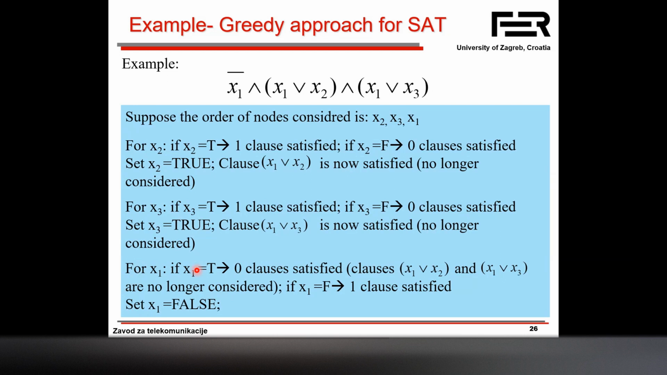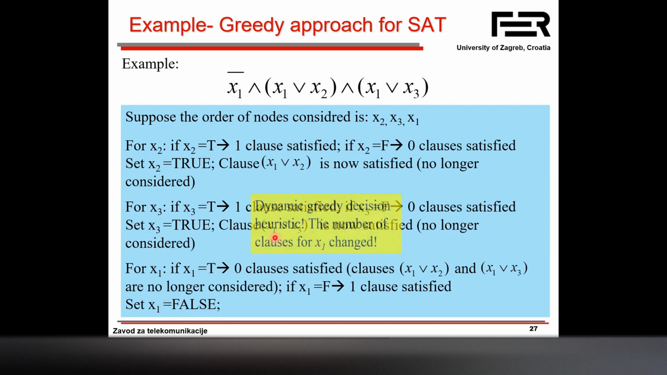Now we look at x1. If it's set to true, then 0 clauses are satisfied. Keep in mind that now we only have this one remaining clause, right? These second and third we've already satisfied, and we're not looking at them anymore. If x1 is set to false, then only 1 clause is satisfied. So we set it to false.